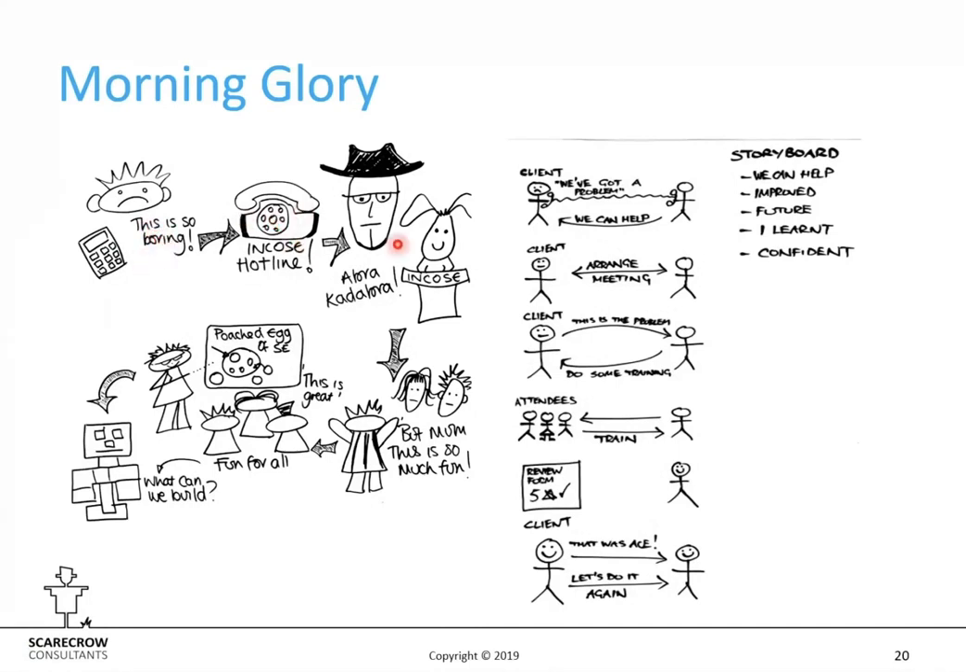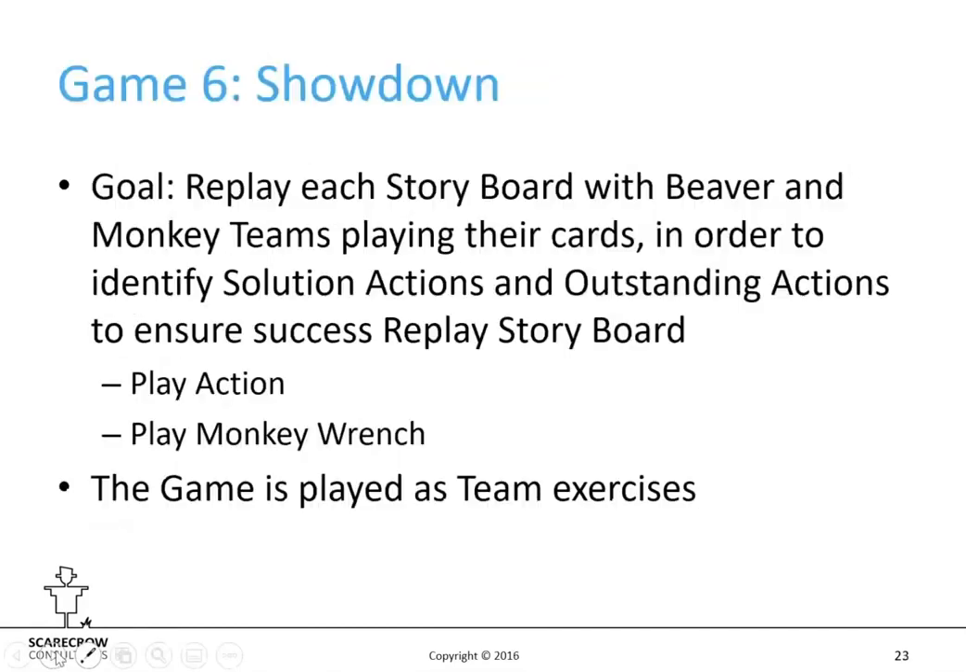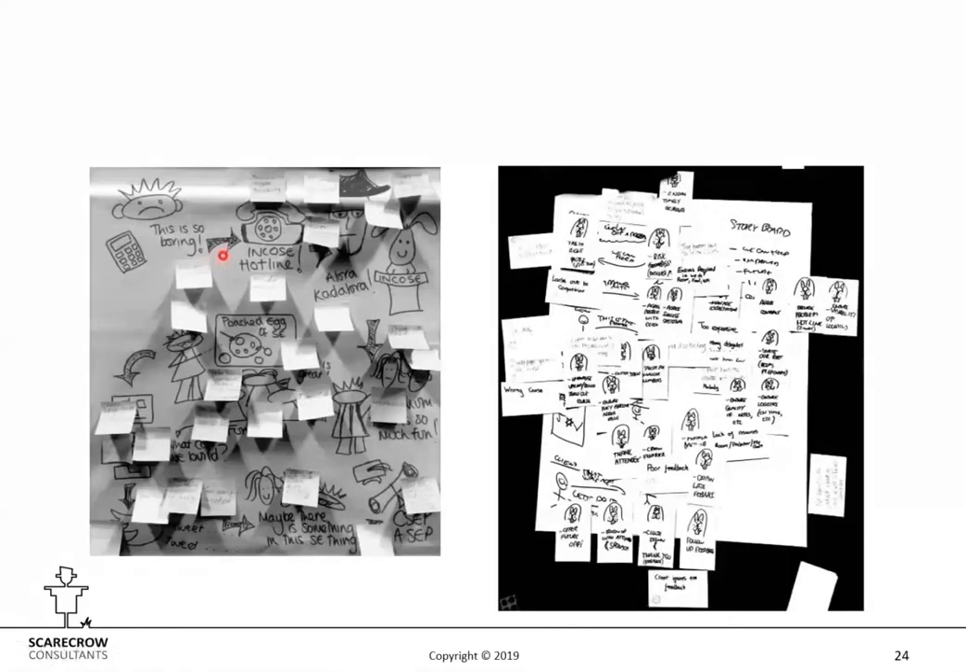So we go through our scenario step by step, and we play these cards against one another, and it does become a bit of a showdown. Here you can see there are a lot of cards being played at this point. Start point, this is boring. As soon as they ring the Incozy hotline, it says things like, there's nobody there, nobody picks up the phone. The person who picks up the phone is rude, or doesn't know what they're doing, or is incompetent, or whatever.